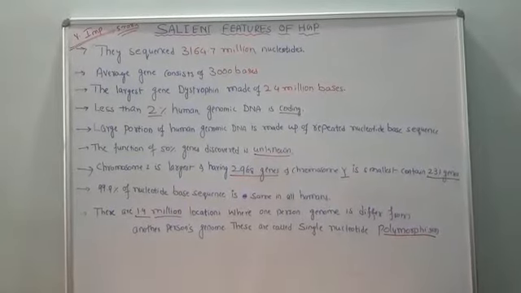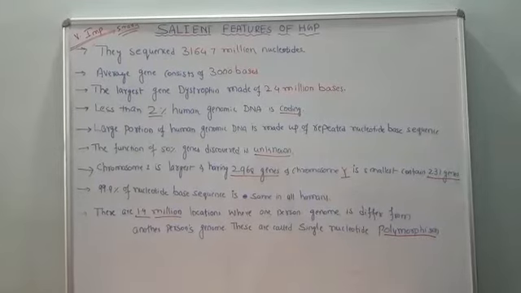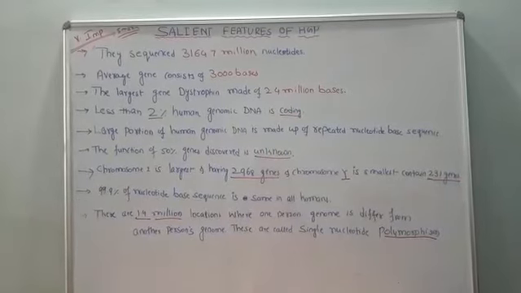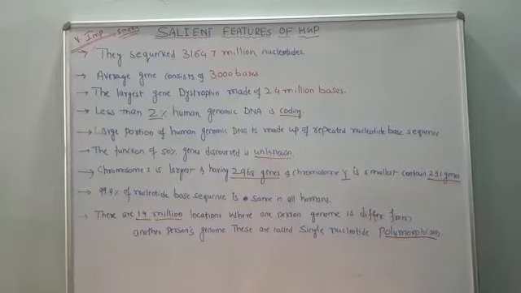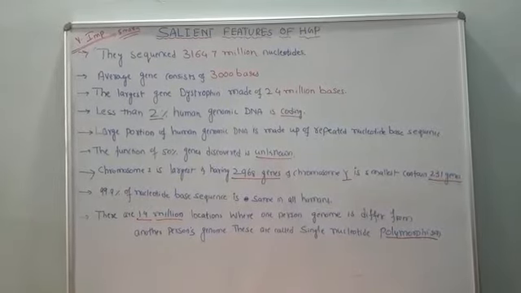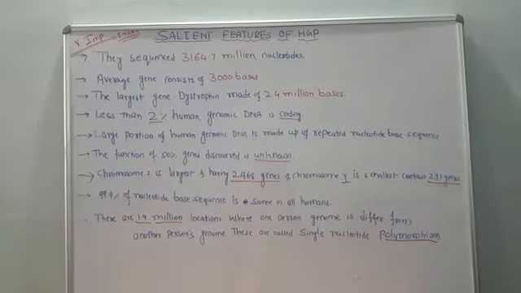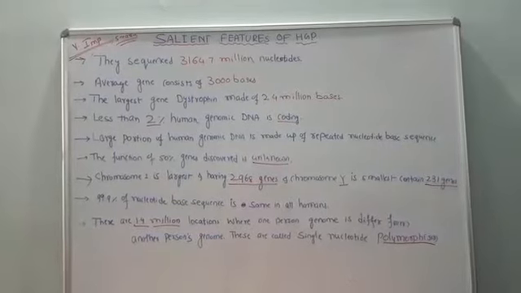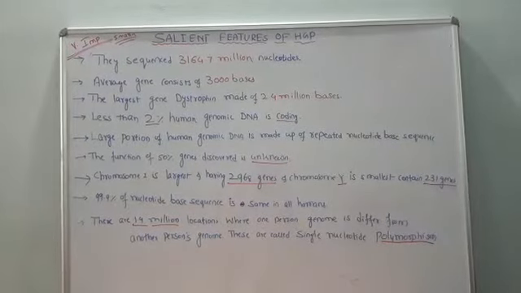Project. Salient features. What are the most important features of the Human Genome Project? This concept is very important because in the examination you will be given a 5 marks question. You are supposed to write 7 to 8 points for a 5 marks question.